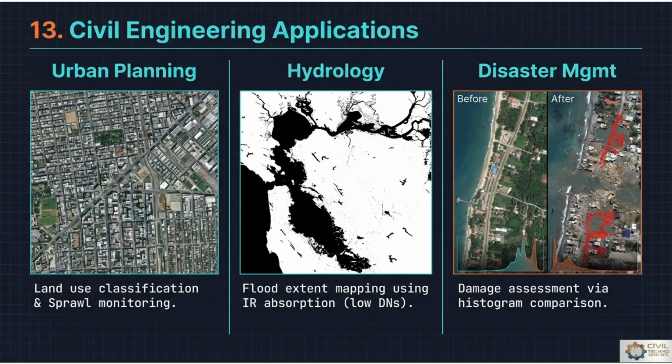With reference to hydrology and flood mapping, infrared imagery and low digital number values help us identify water bodies and flood extents, improving watershed and drainage management. With reference to disaster management, the comparison of pre and post disaster digital images enables rapid damage assessment, affected area mapping, and emergency response planning. Digital images improve spatial analysis, environmental monitoring, transportation planning, construction management, and decision making accuracy in GIS and remote sensing applications.